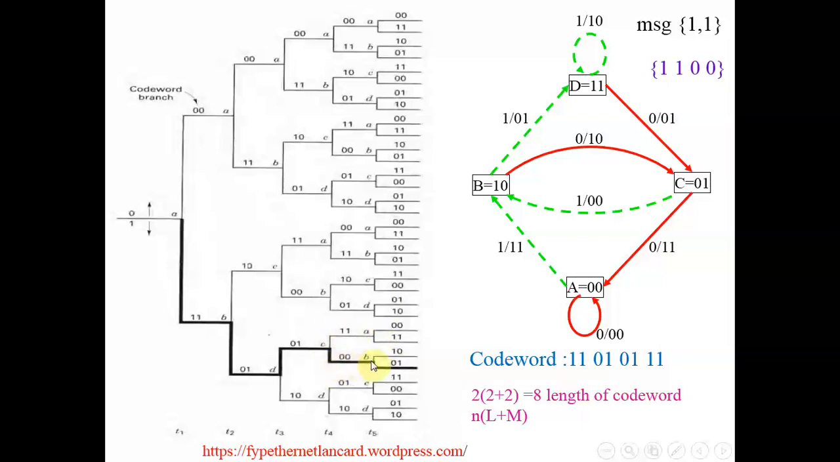In the diagram, by mistake the last transition shown is dark, which is on the lower side, but actually it is the upper side. So lower side transition, upper side transition, and again upper side transition. So 1 1 0 1 0 1 and 1 1. That is your output. And how many bits are there in the output? There are 8 bits. That is the length of the code word.